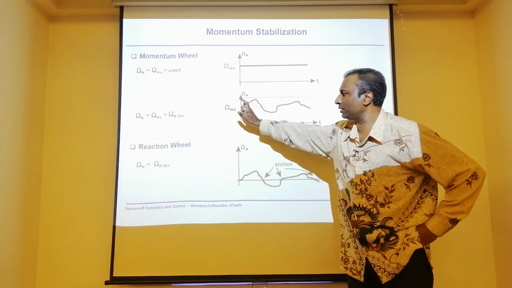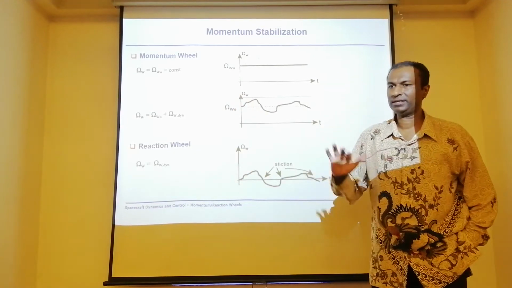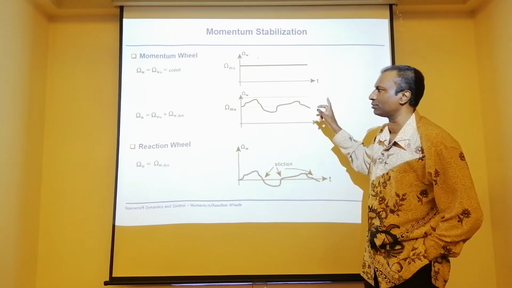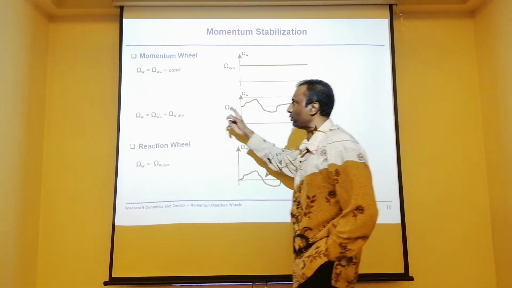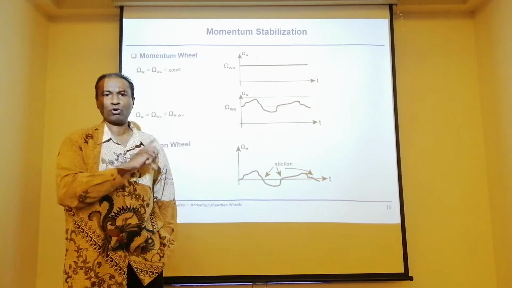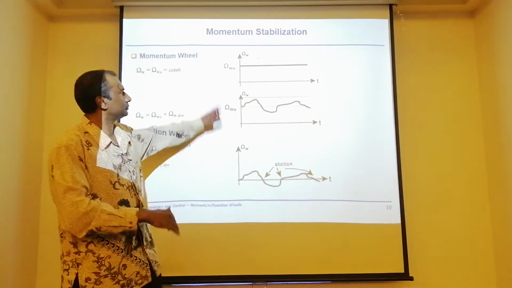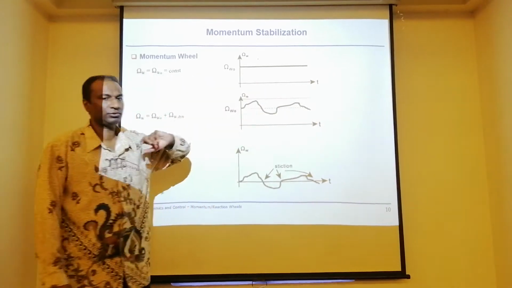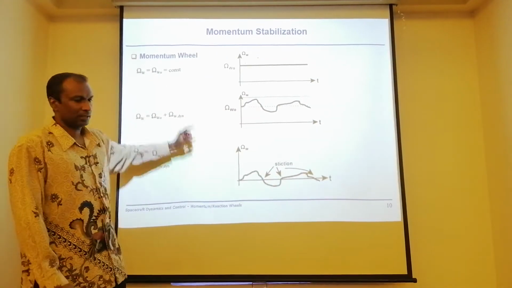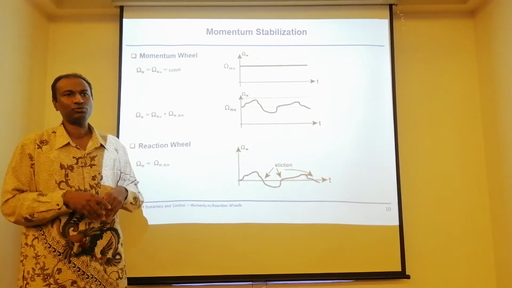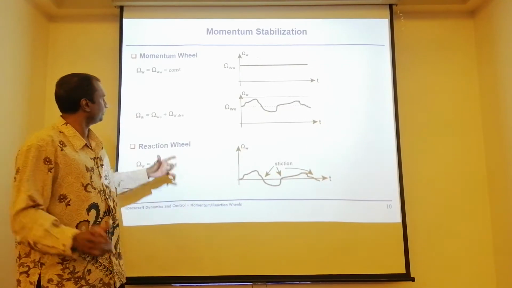Angular momentum wheel, reaction wheel. Let us see what the differences are between these two wheels. But again, this is a rotational stabilization. A momentum wheel is going to rotate at a constant speed. Constant speed gives you the momentum. That means the angular momentum doesn't change. When angular momentum doesn't change, you don't have a torque, period.